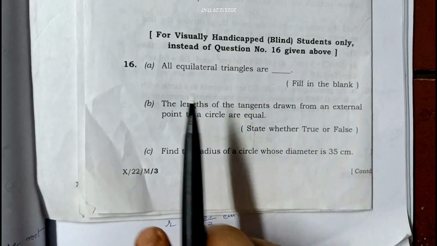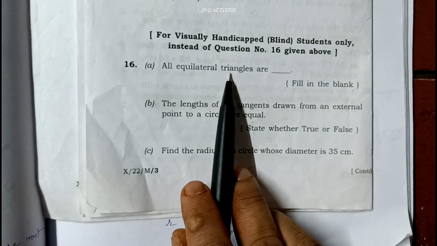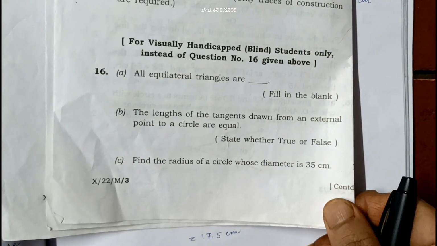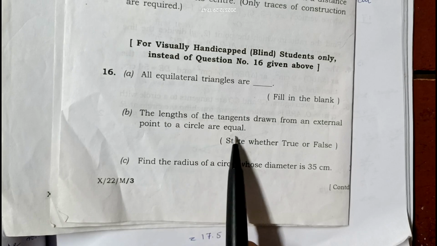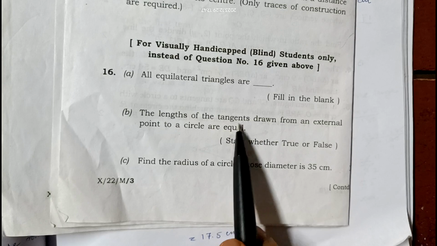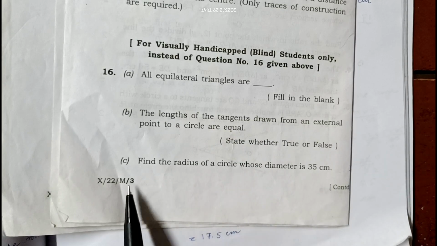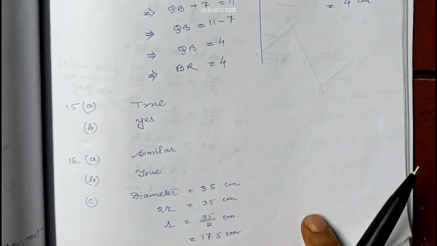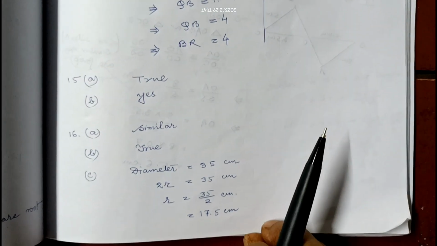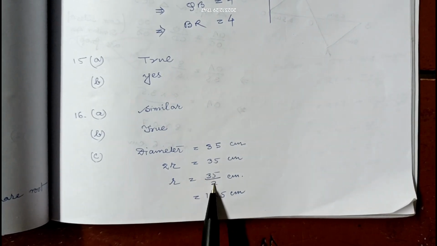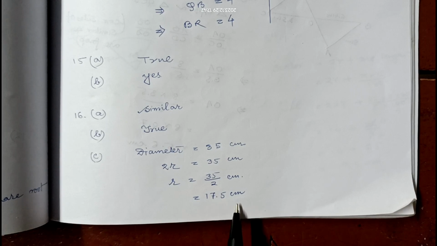Now question number 16. Here the first question is about equilateral triangles. All equilateral triangles are similar. So the answer for the first part is similar. Second part, the lengths of tangents drawn from an external point to a circle are equal. Yes, this is the statement of theorem 2 of chapter 10. So the statement is true. Third case, find the radius of a circle whose diameter is 35 centimeter. Here the diameter is given as 35 centimeter and the diameter is twice the radius. So twice the radius is 35. So the radius is 35 by 2, which will give 17.5 centimeter.